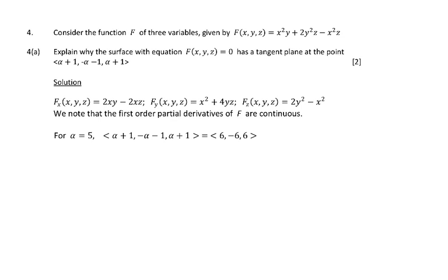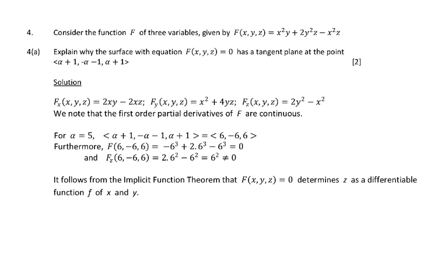For alpha equals 5, the point with coordinates alpha plus 1, negative alpha minus 1, alpha plus 1 is the point with coordinates 6, negative 6, 6. Obviously, if you have a different value for alpha, you will find a different point. We continue to check the conditions of the implicit function theorem, and we notice that the function value of f at the point 6, negative 6, 6 is indeed 0, but the function value of the partial derivative of f with respect to z at the same point is not 0.